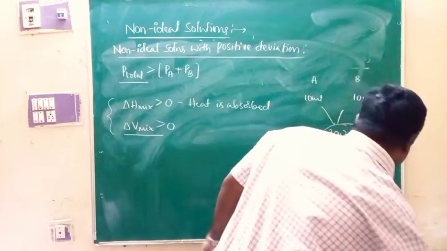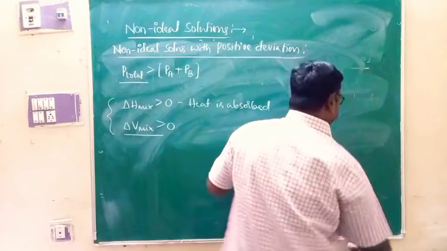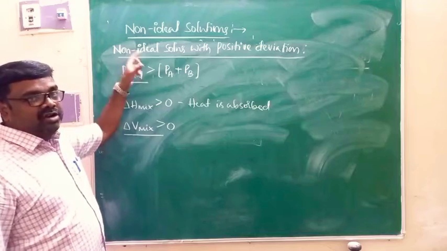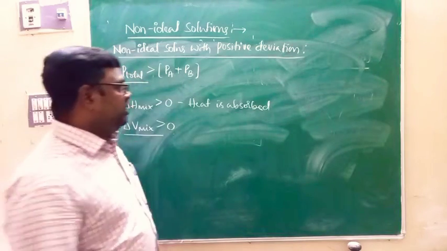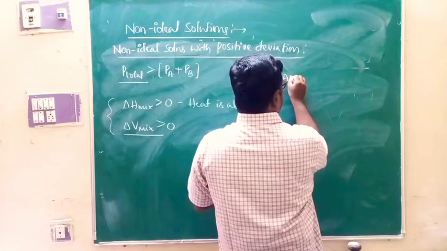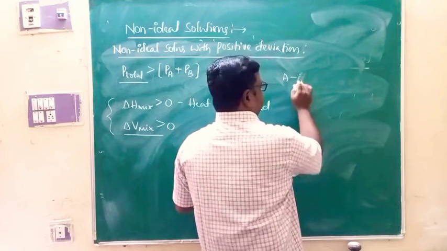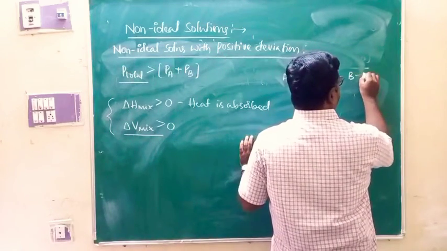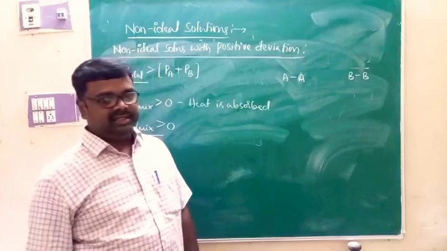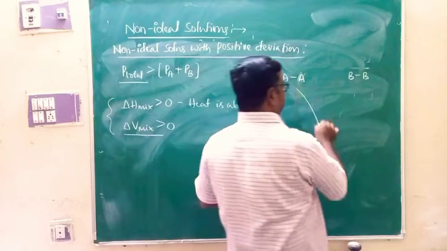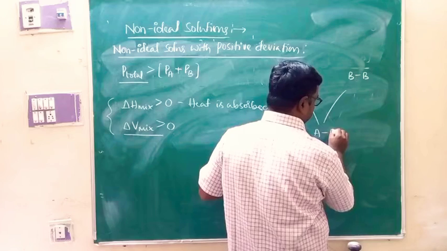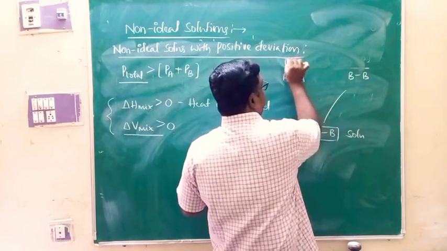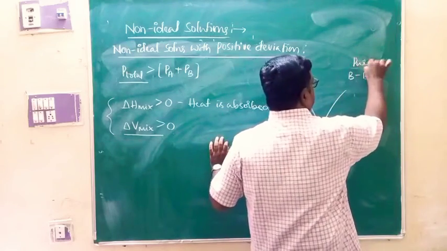And the question here is why delta V of mixing is greater than 0. The total vapor pressure of the solution increases when two liquids are mixed. Now consider liquid A, where we have A-A interactions in the pure liquid. Just consider one more liquid, B, where we have B-B interactions. When these two are mixed, you are going to get a solution with A-B interactions. These two are pure components, and this is the solution.